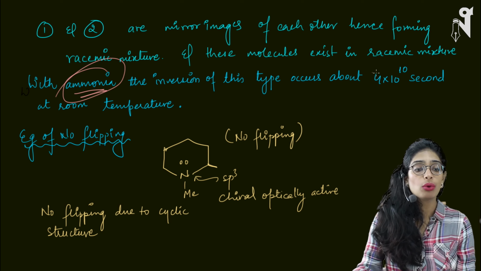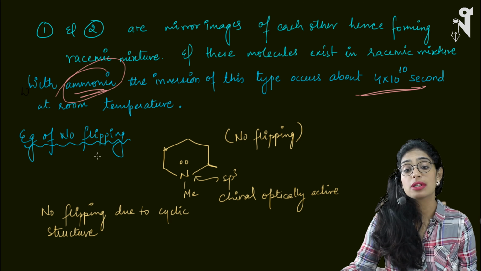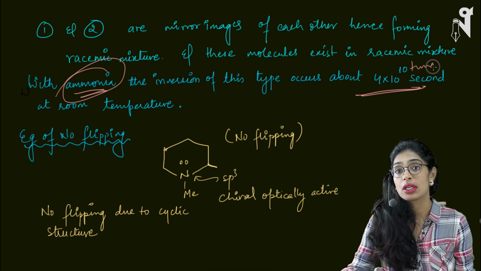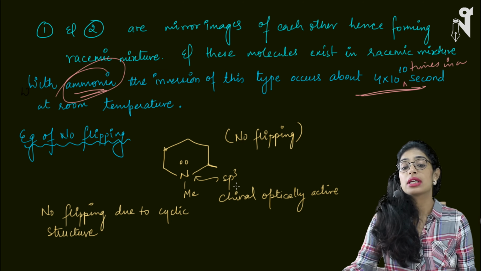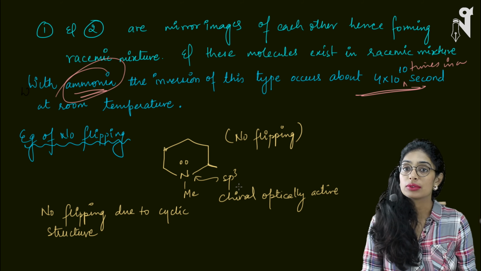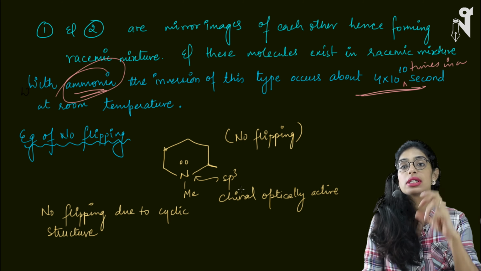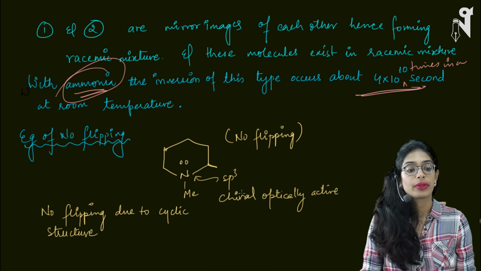In case of ammonia, this flipping happens 4 into 10 raised to power 10 times in a second. I just missed writing 'in a second'. So 4 into 10 raised to power 10 times in a second at room temperature. So that's how the flipping is, and that's why you cannot see the intermediate state also.